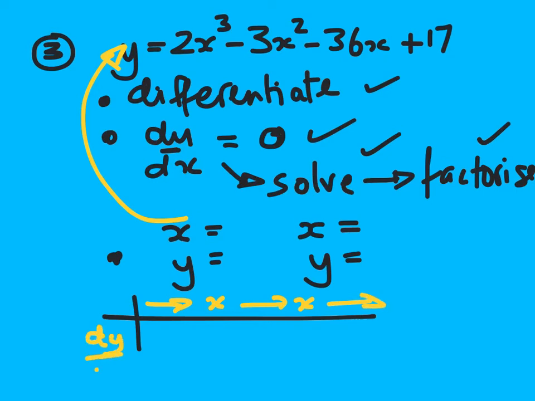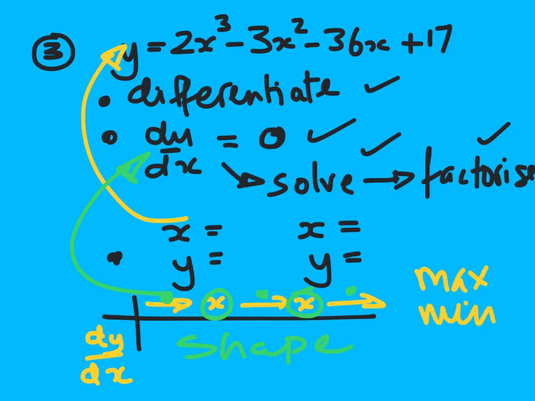We put these x numbers that you've picked here, this one you've found, this one you've picked, this one you've found, this one you've picked, into the dy by dx formula. So that'll tell you the shape of the graph in here. Once you've got the shape, you can write down whether it's a maximum, whether it's a minimum, or whether it's a point of inflection.